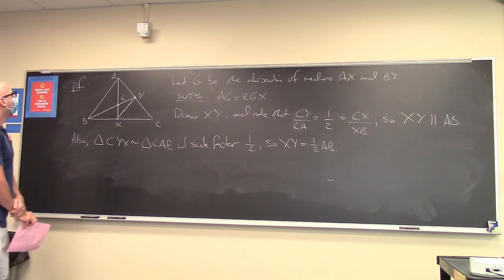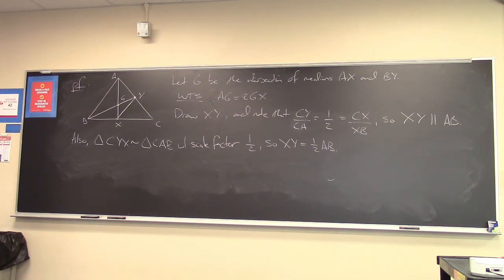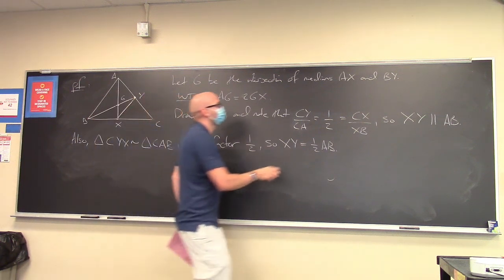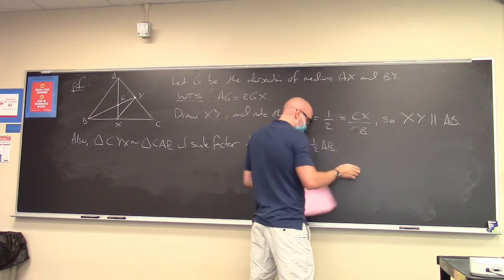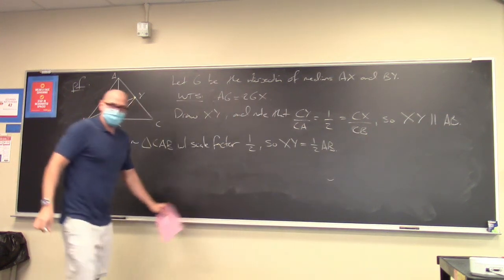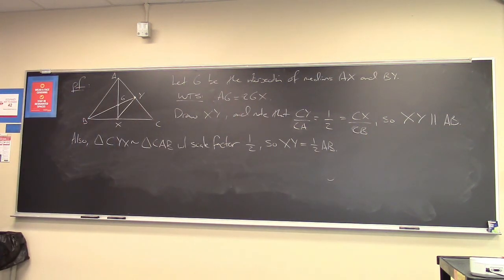What else? I have a question. Yes. When you have CY over CA is equal to 1/2, and you have that equal to CX over XB, do you mean that as CX over XB, or do you mean that as CX over CB? I mean CX over CB. Thank you very much. I shouldn't just blindly believe my notes. CX over CB.